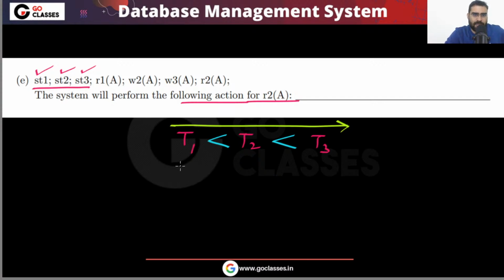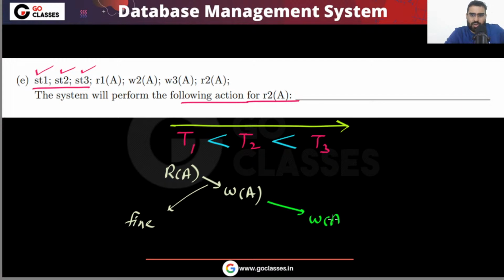Now what operations are happening? You can see that T1 is performing a read operation. Then this is performing a write operation on it. This is perfectly fine. There is no problem. Then this is writing item A. This is also perfectly fine. In this order, conflict operations can happen. Then this is reading item A. So this R2 is definitely not allowed. I can say it will not be allowed.